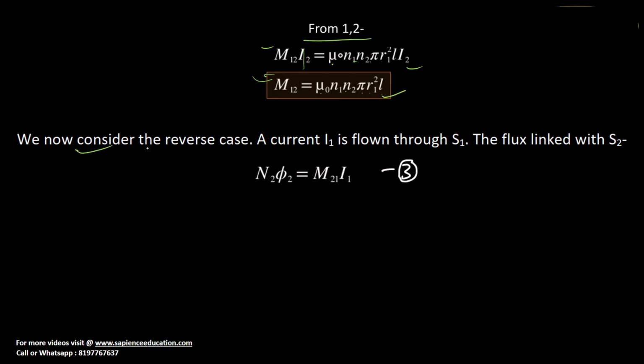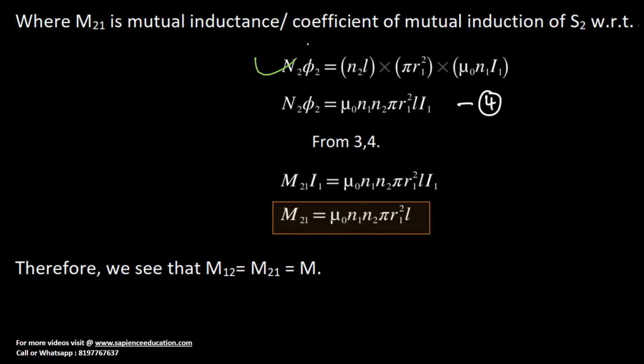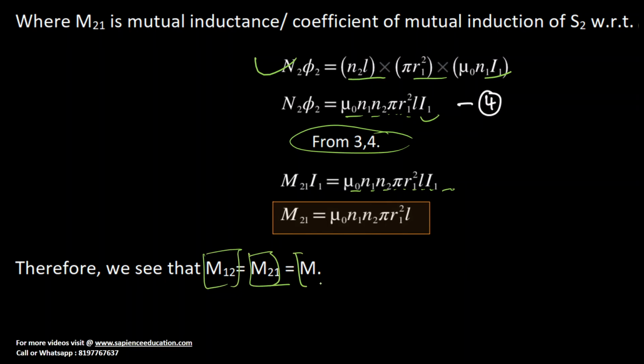L. Now we consider the reverse case. When current I1 flows through S1, then the flux will be N2 phi 2 equal to M21 into I1. Now we put everything in as before, so we get mu naught N1 I1 into pi R1 whole square. From 3 and 4, what we observe is that M21 into I1 is equal to mu naught N1 N2 pi R1 square L into I1. Therefore we see that the mutual inductances M12 and M21 are both the same. So the values of mutual inductance are always the same.